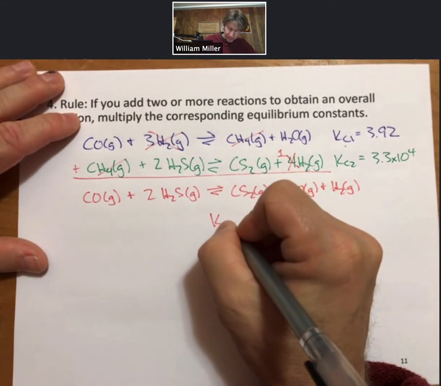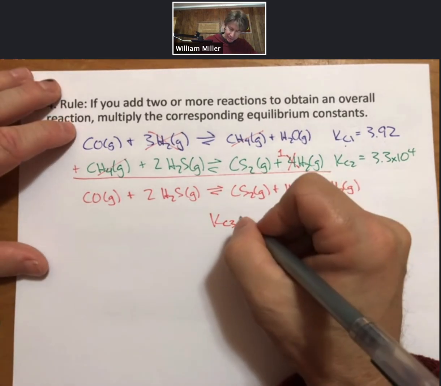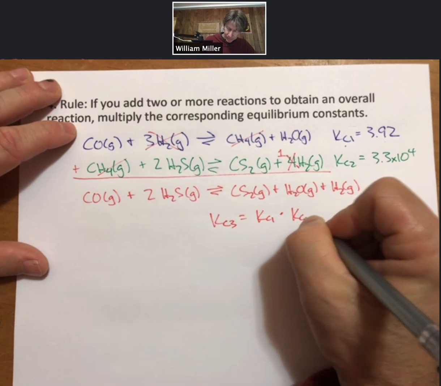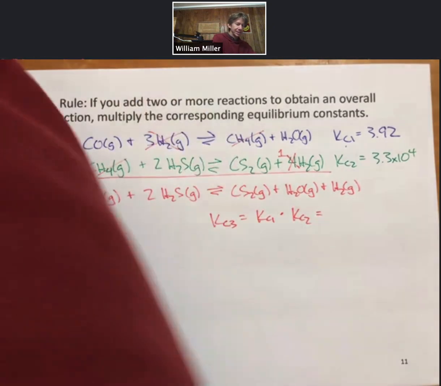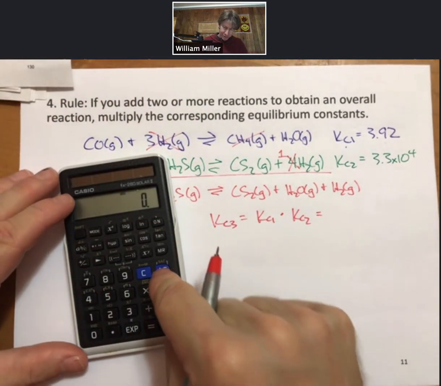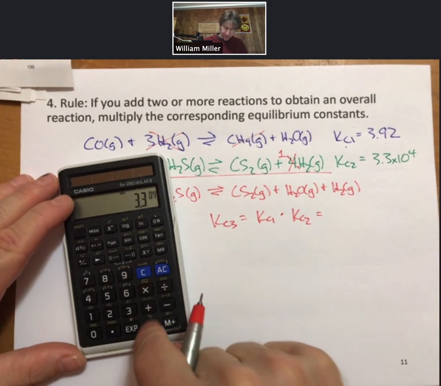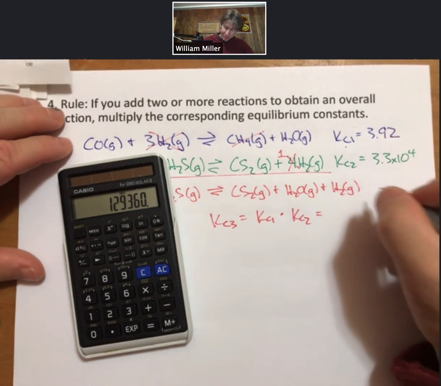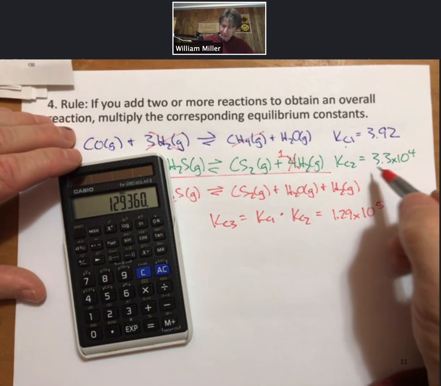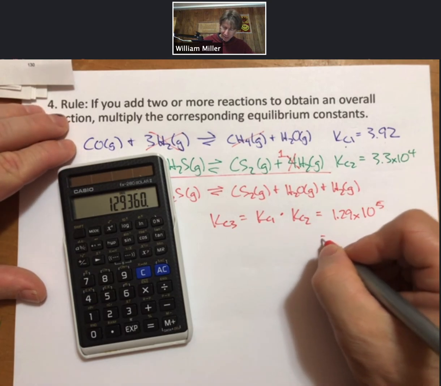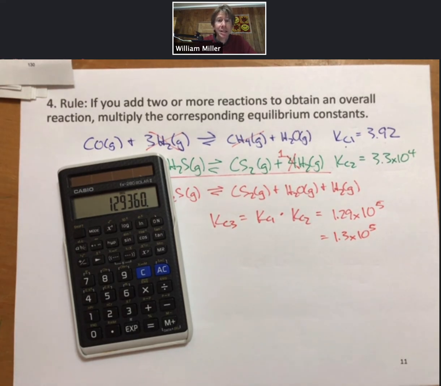And what we'll call Kc3, so the equilibrium constant for this third reaction in red, will equal Kc1 times Kc2. And the answer here would be 3.92 times 3.3 exponent 4. So I get 1.29 times 10 to the 5th. And actually, since I only have 2 sig figs here, I'd better go 1.3 times 10 to the 5th, although reporting to 3 sig figs is always fine.